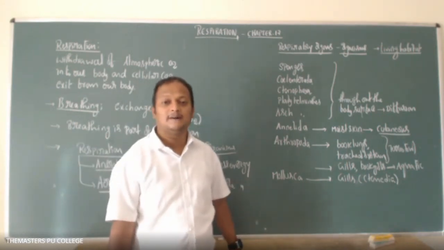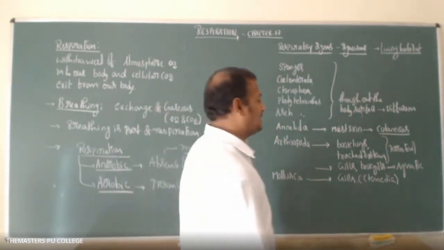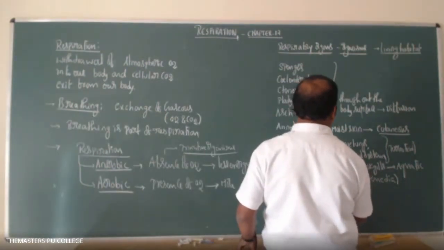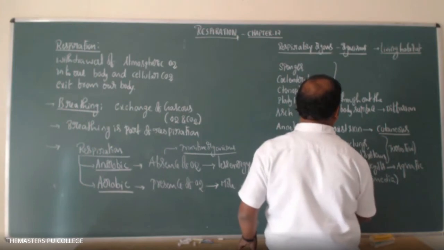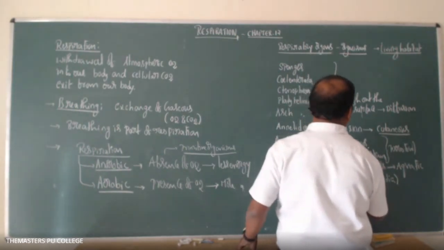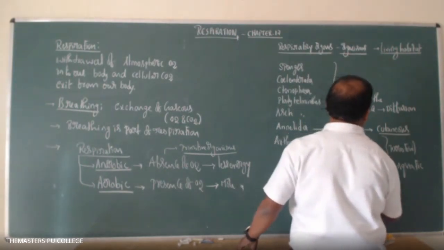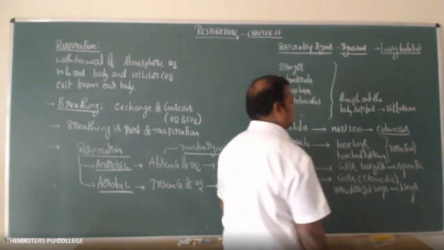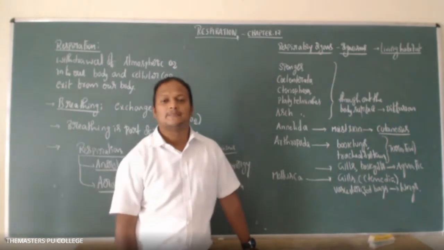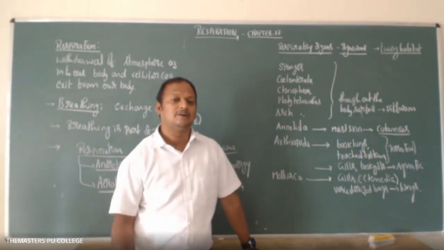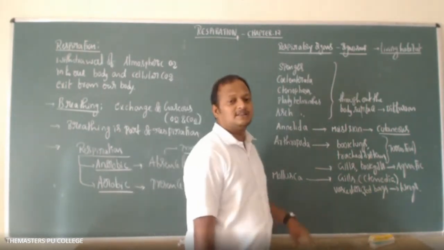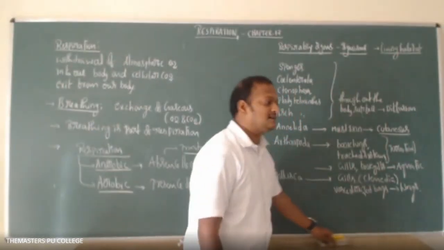And what about the terrestrial molluscans? In the terrestrial molluscans, there are vascularized bags. Those are called lungs. The vascularized structures are gills and vascularized bags are lungs, because blood supply takes place. Clear, students? That is the type of respiratory organs present in the molluscans.